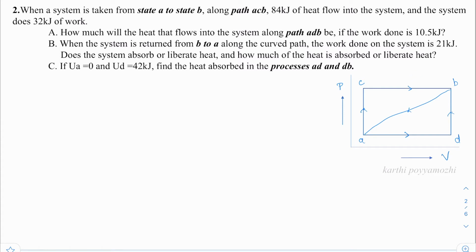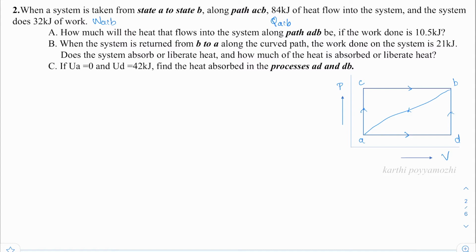That is, Q of ACB is equal to 84 kilojoule and W of ACB is equal to 32 kilojoule of work. Now, we have to find how much of the heat flows into the system along the path ADB if the work done is 10.5 kilojoule. That is, the work done on the path ADB is given, which is 10.5 kilojoule, and we have to find the heat transfer along the path ADB.